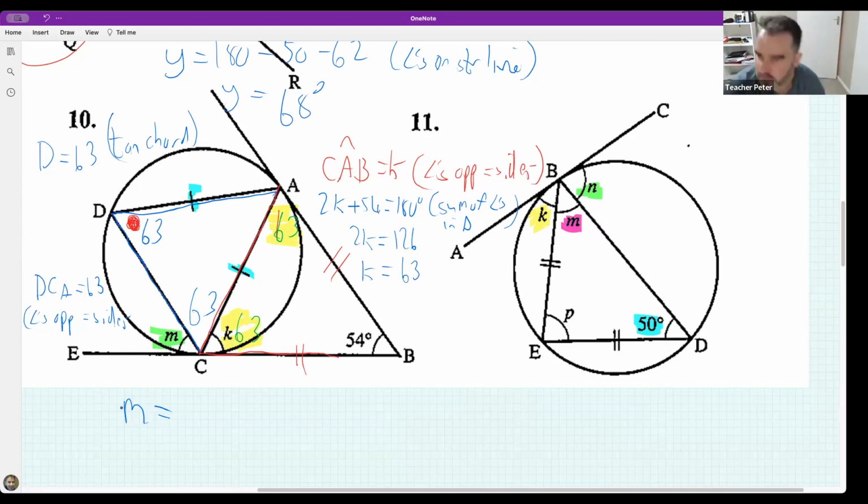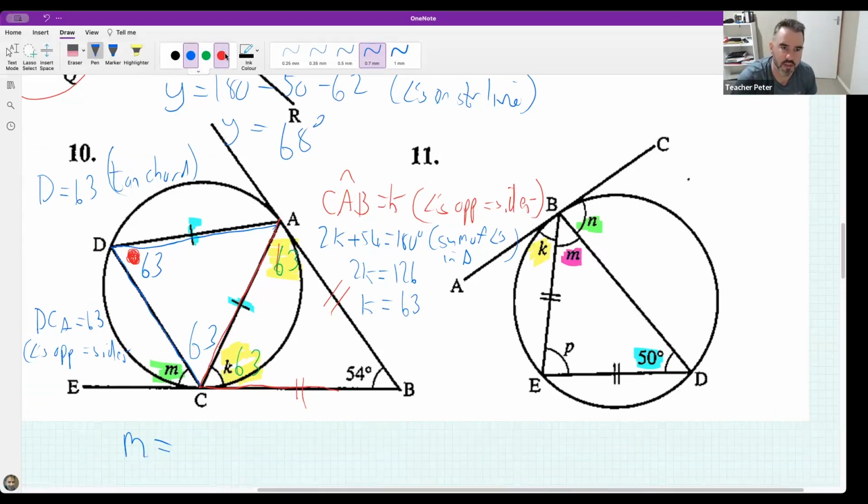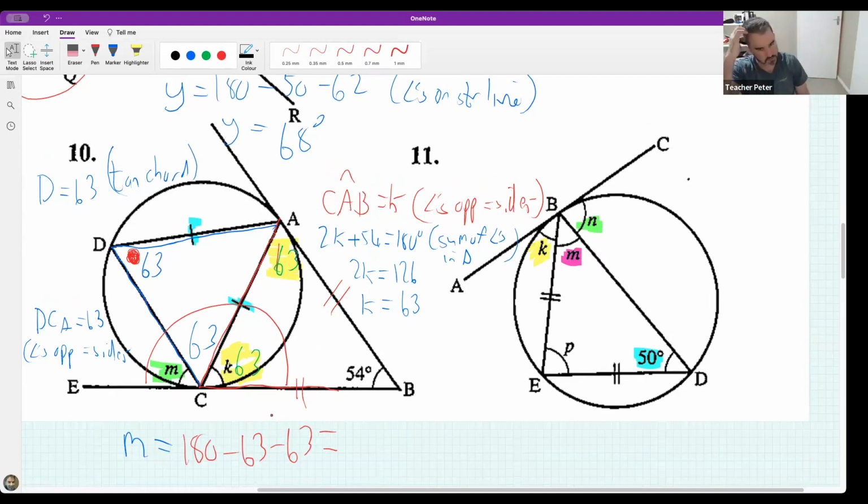Why is K not 50 for the tan chord theorem? Okay, well, here's the thing. I'll show you now. Why is K not 50? Because there's no 50, so the K can't match to a 50 degree somewhere else. So what I was thinking is that this thing here must be 180. And so M must be 180 minus 63 minus 63. So what are we going to get for that?